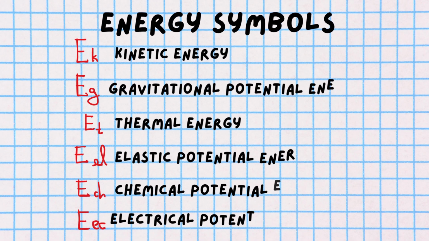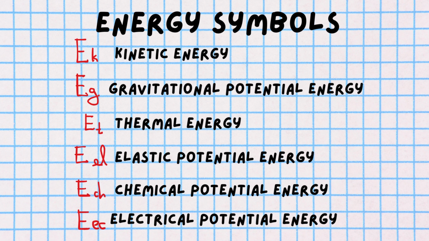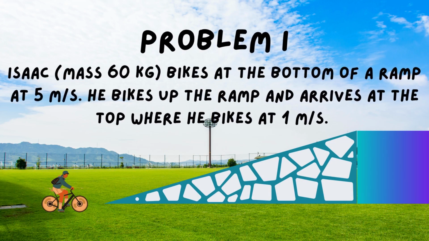Here you can see all the symbols I have used in the pie charts: kinetic energy, gravitational potential energy, thermal energy, elastic potential energy, chemical potential energy, and electrical potential energy. Here is problem number 1.